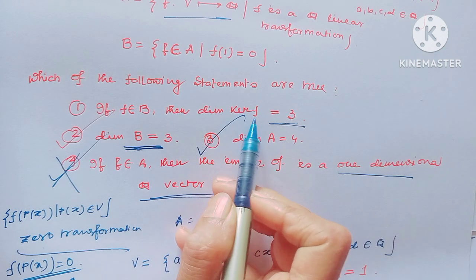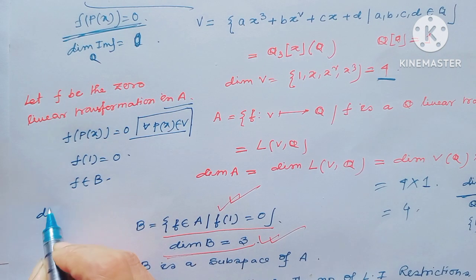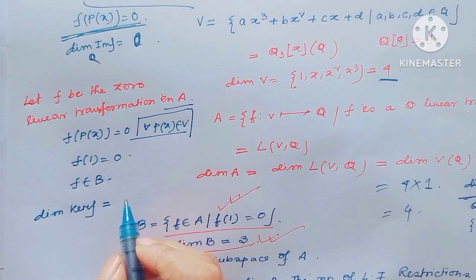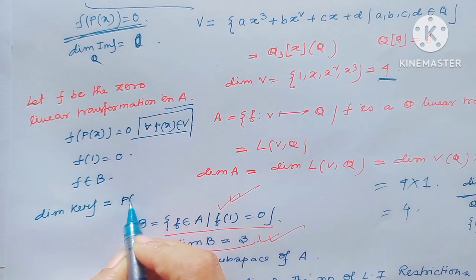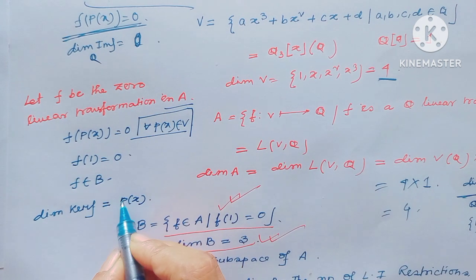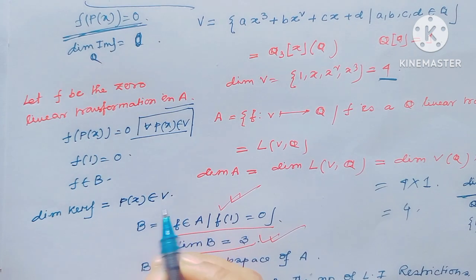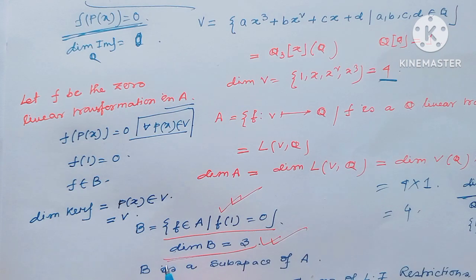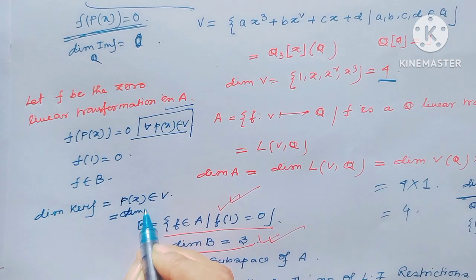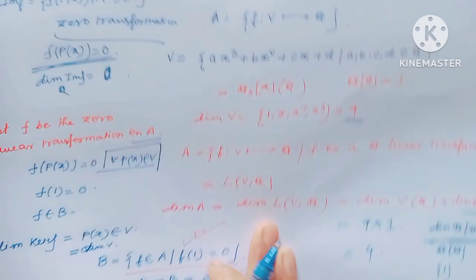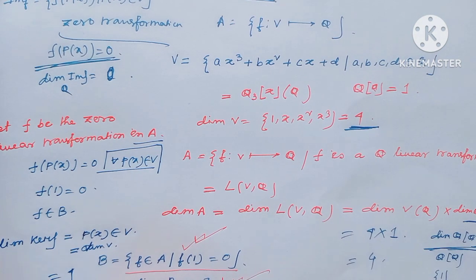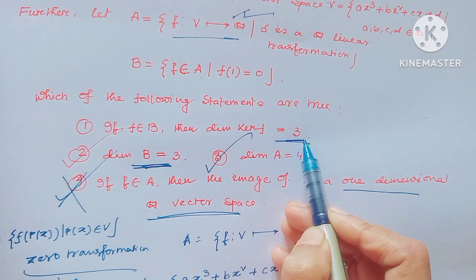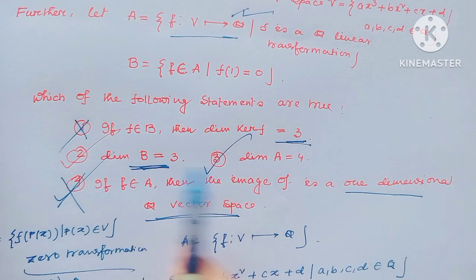Then what is the dimension of the kernel of f? Here the kernel of f is the whole of V, so its dimension is the dimension of V, which is 4. So the dimension of the kernel of f is 4, not 3. Option 1 is wrong. Only options 2 and 3 are the right options.